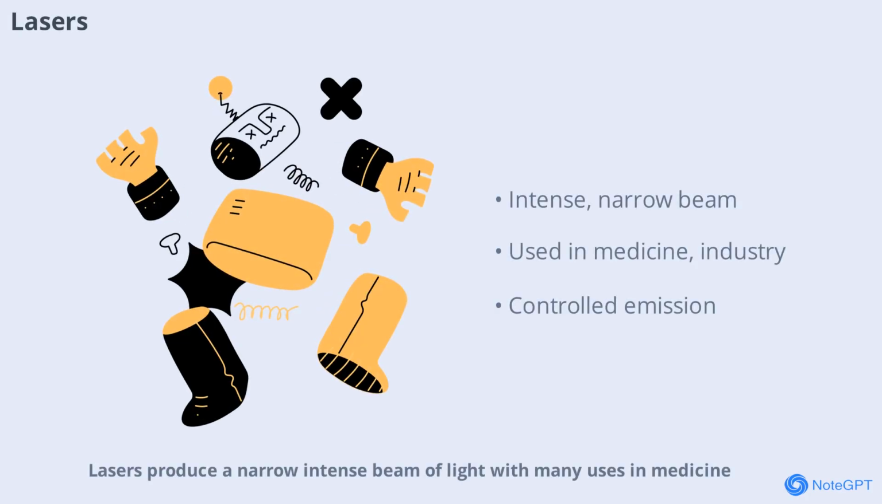Lasers produce a narrow, intense beam of light with many uses in medicine, industry, and entertainment. They work by stimulating atoms to emit light in a very controlled way. Lasers are used in surgeries, barcode scanners, and even in light shows, showcasing the power of harnessing light.